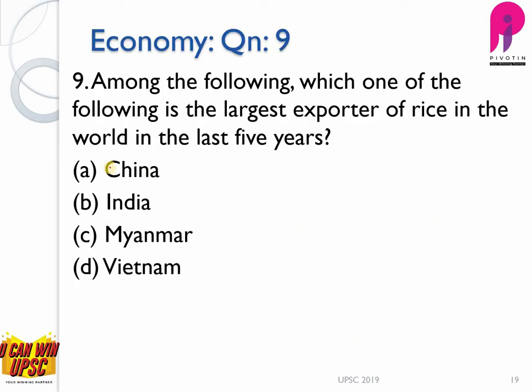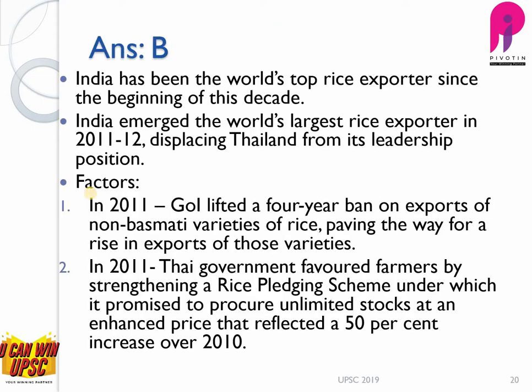Question number 9. Which one of the following is the largest exporter of rice in the world in the last 5 years? When one reads this question without knowing the facts, we would be tempted to answer China, A, because it is the largest manufacturer in the world. But the answer to this question is B, India. Be proud to be an Indian.